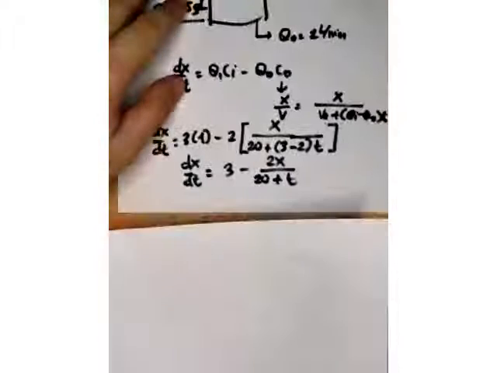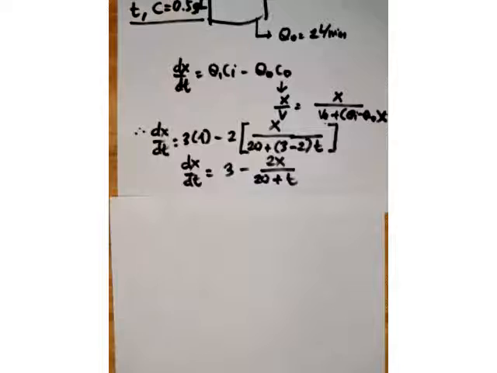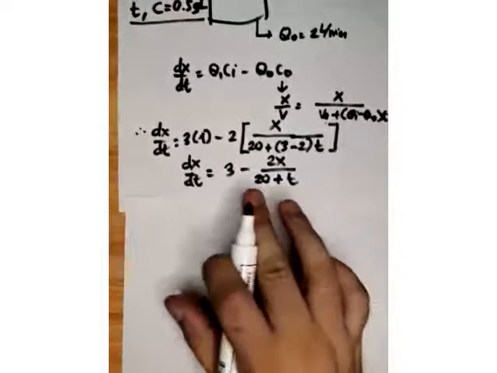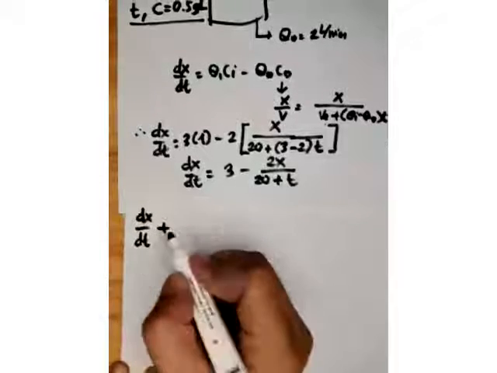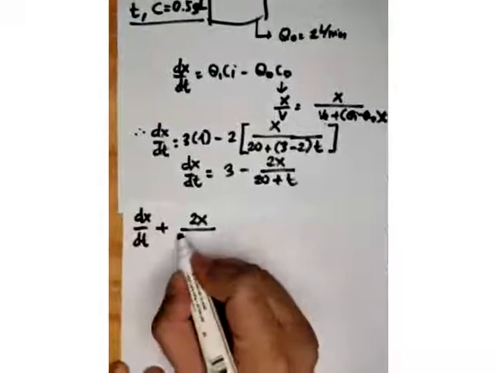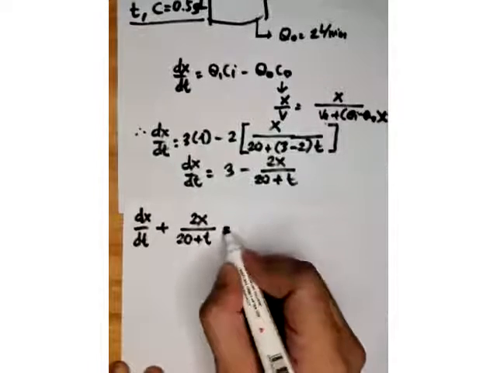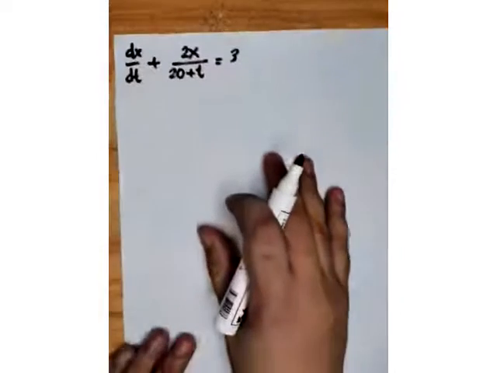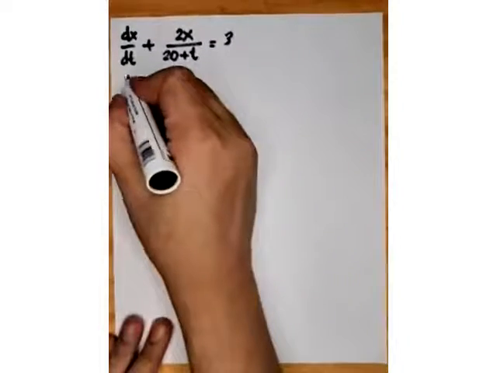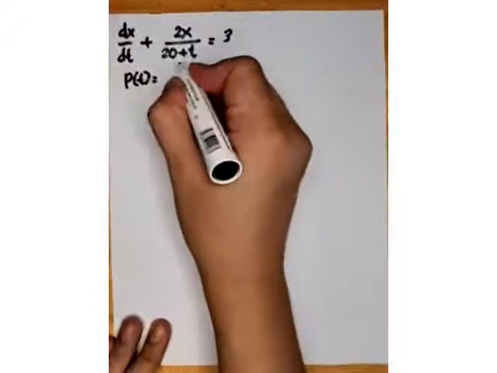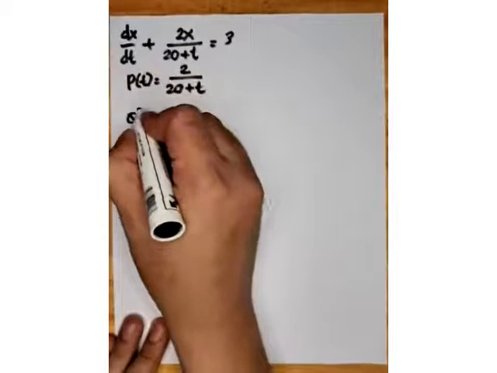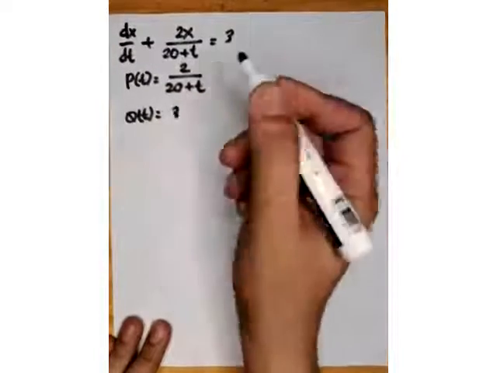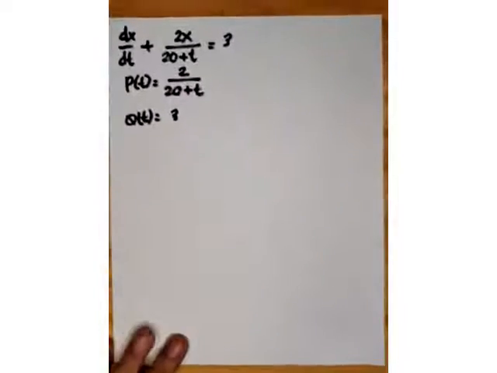Now, so it's still a linear equation. So, let's transpose this to the other side. So, we'll have dx over dt plus 2x over 20 plus t is equal to 3. Okay? So, what's our P of t? So, P of t is 2 over 20 plus t, and then yung Q of t natin ay equal to 3. Yeah.